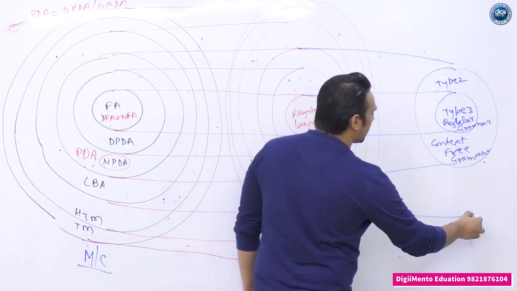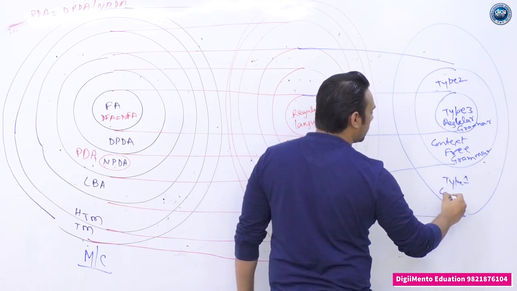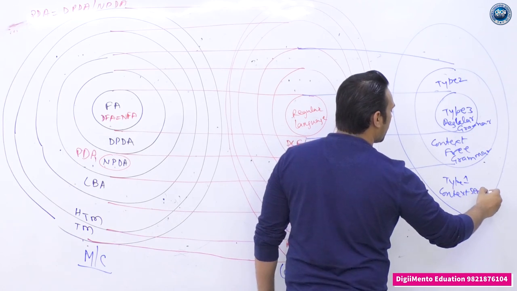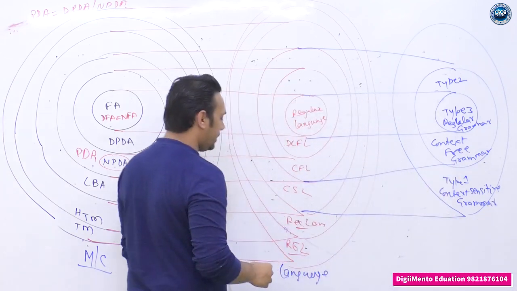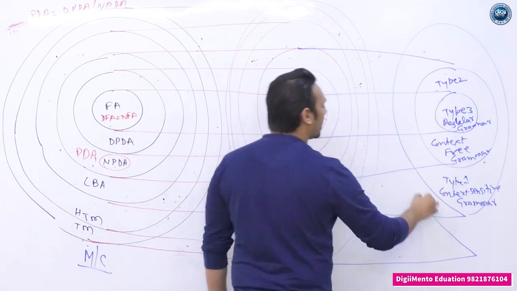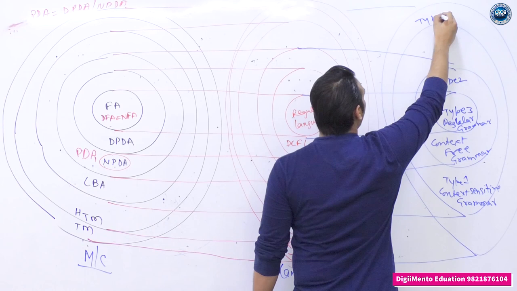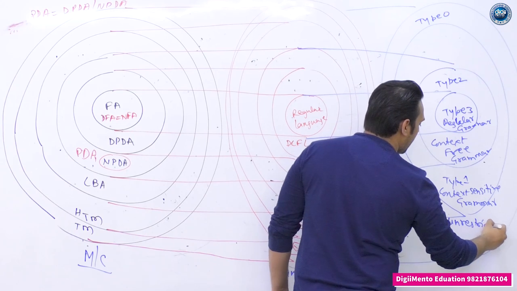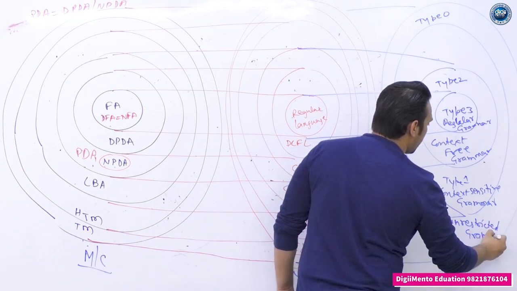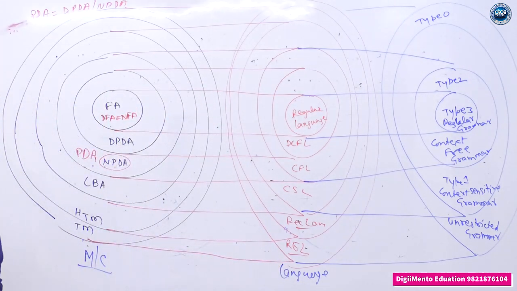For context-sensitive languages, we have type 1 grammar, and type 1 means it is context-sensitive grammar. Then for recursively enumerable languages we have type 0 grammar, and this type 0 grammar is also called unrestricted grammar. I hope everything is visible. Let me have a look. I think yes, everything is visible. Fine.